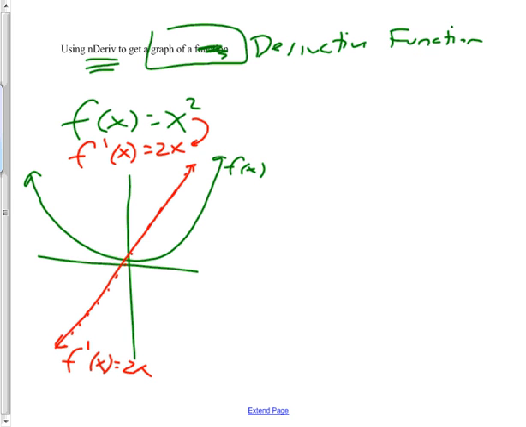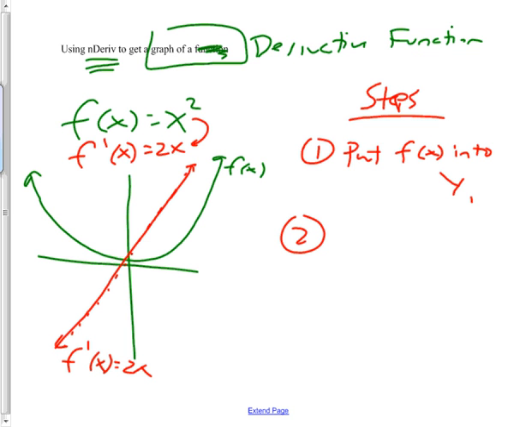So, steps, really simple. First step is put f of x into y1. And then the second step: we want to graph the derivative function. So in y2, what we're going to put is nDeriv, and we know how to do that: y1, taking the derivative with respect to x.